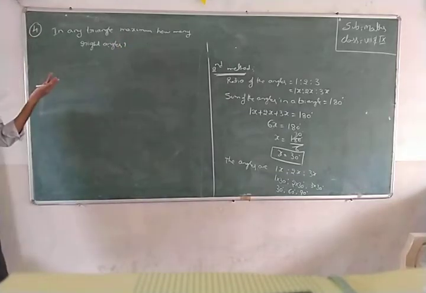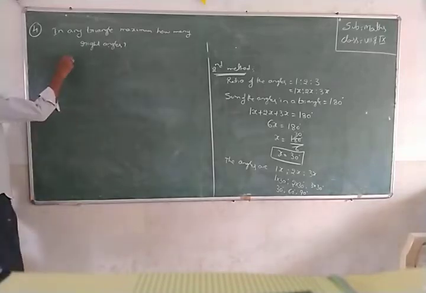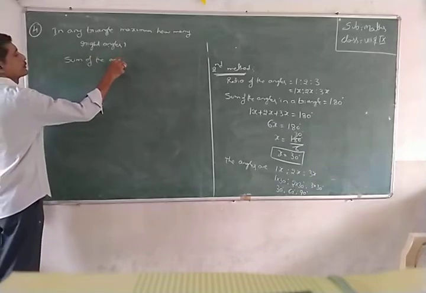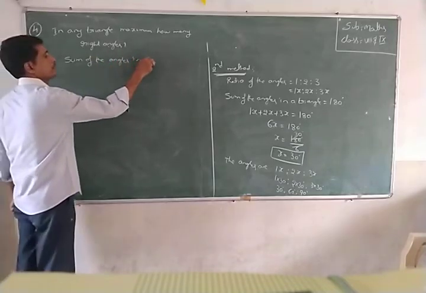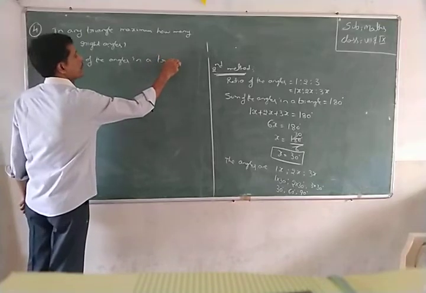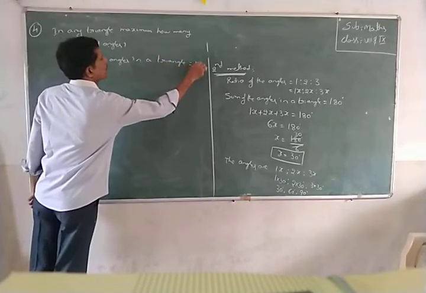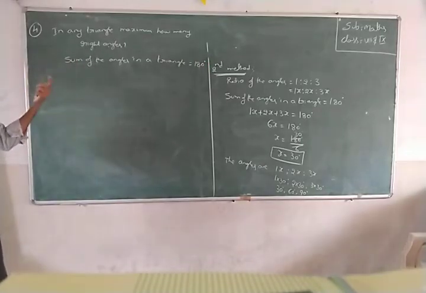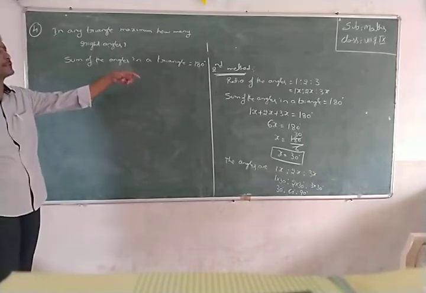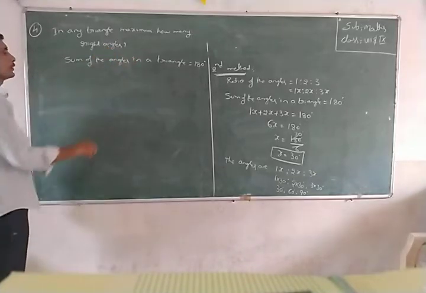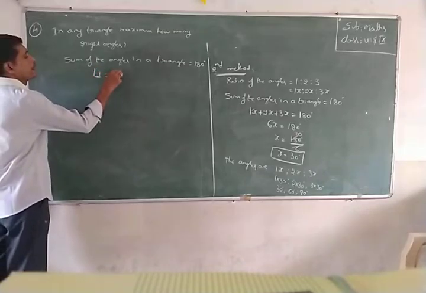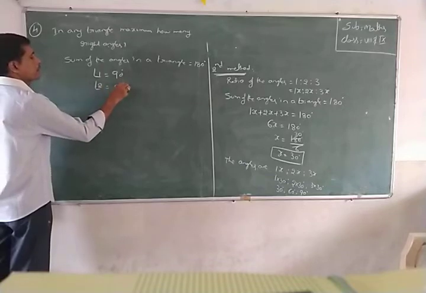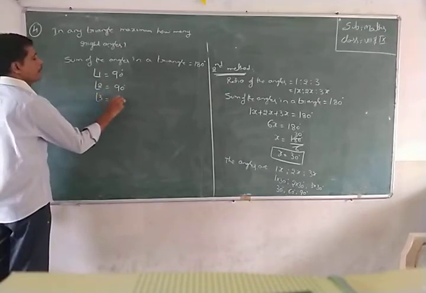In a triangle, the sum of the angles is how many degrees? In any triangle, the sum of the angles is equal to 180 degrees. Here, how many angles? That is 3 angles: angle 1, angle 2, angle 3, and their sum is 180 degrees. Suppose we take one angle as 90 degrees, the second angle also 90 degrees, then the third angle is 20 degrees.